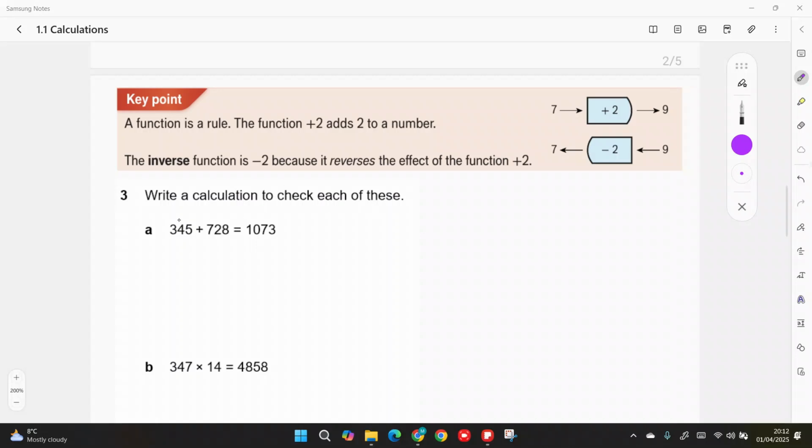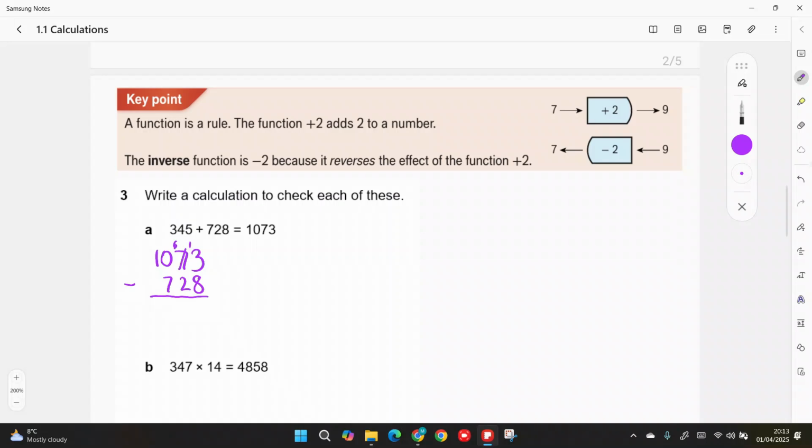And that helps us with this example here. So it says write a calculation to check each of these. And the first one, we have 345 add 728 equals 1073. So we can apply the idea of the inverse function. So currently I have 345 add 728 equals 1073. So if I apply an inverse calculation, I can start with 1073 and then I can subtract 728 and check to see, does that give me 345?